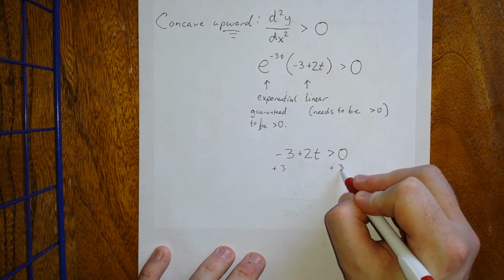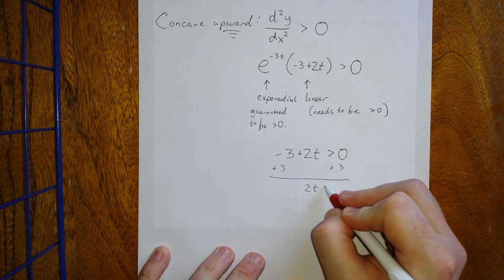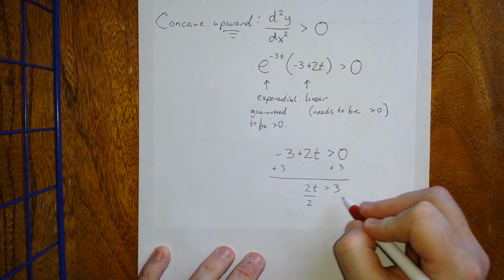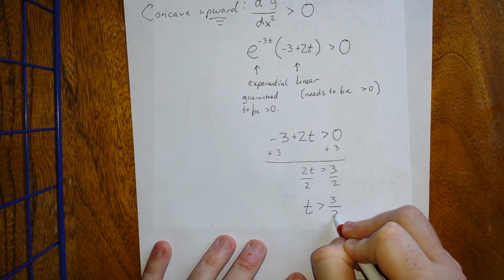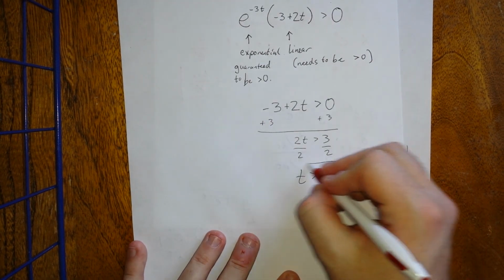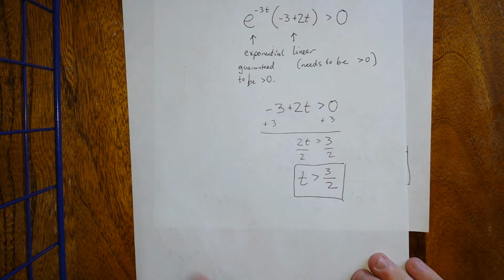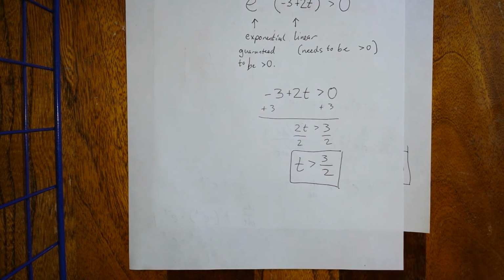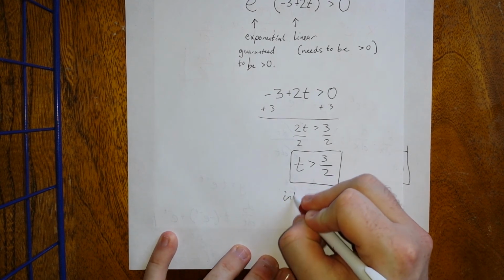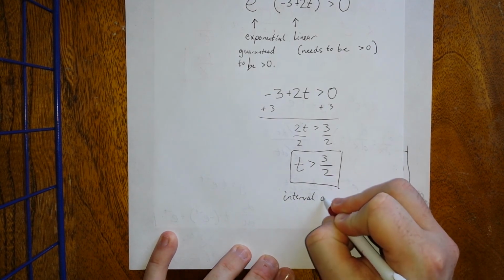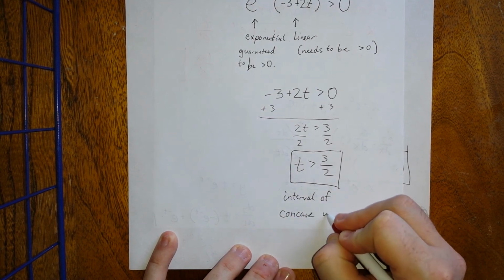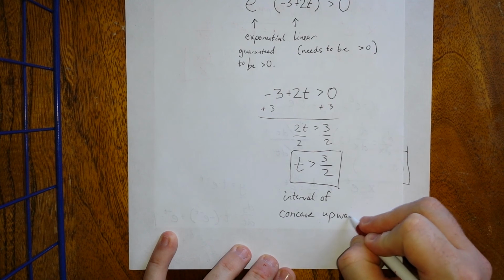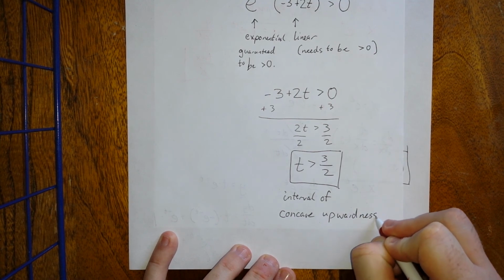Solving this for t is an exercise in algebra. We should be super good at it by now. I'm getting a final answer for this one of t is greater than 3/2. So to recap, this is the interval for t on which our curve is concave upward.